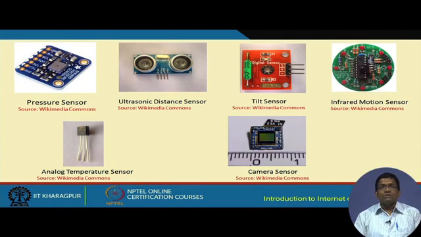At the outset of this lecture, I had shown you some real physical sensors. Here are some other pictures of a few other sensors. Here is a pressure sensor, an ultrasonic distance sensor, tilt sensor, infrared motion sensor, camera sensor, and analog temperature sensor. The analog temperature sensor has 3 pins basically. One is for the plus 5 volts, the other is the ground, the 0 volts, and the middle pin is typically used for the output.